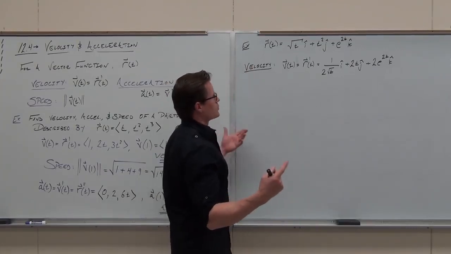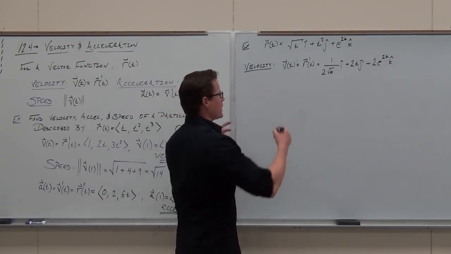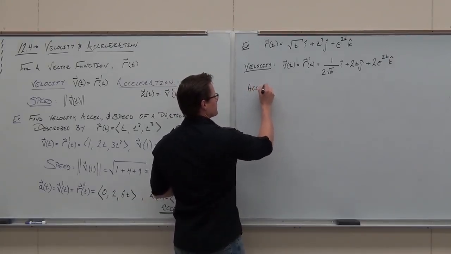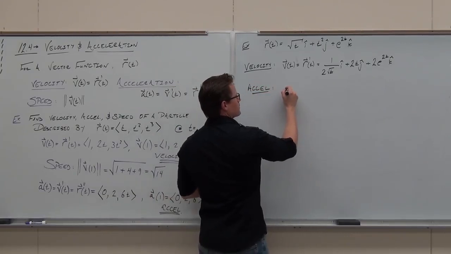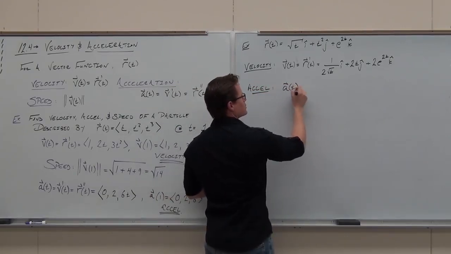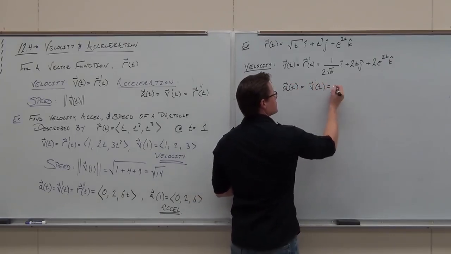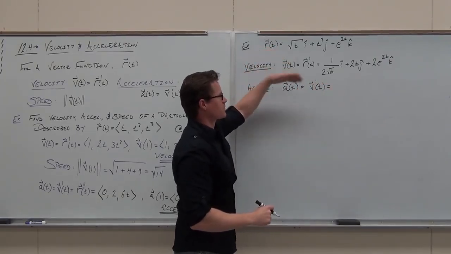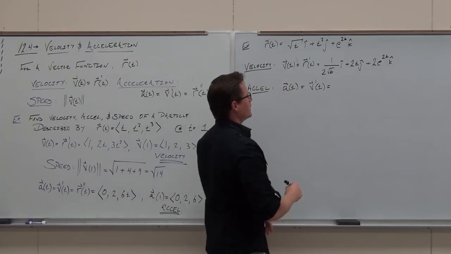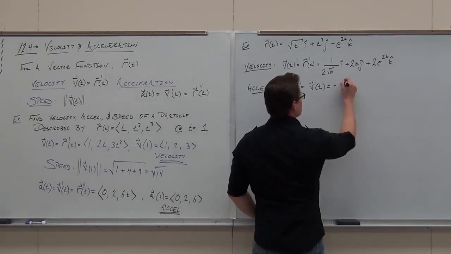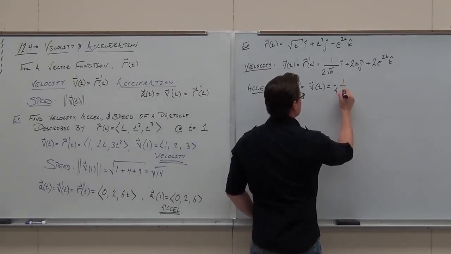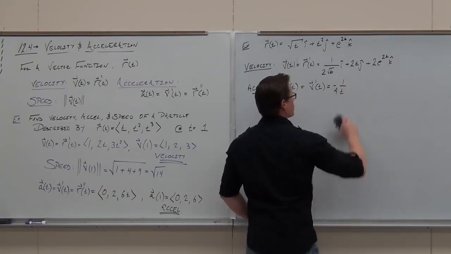Now you have a choice. You can go right to speed or you can go to acceleration. I'd probably do acceleration because it's on my mind. Got an additional derivative to do. So to get from velocity to acceleration, just an additional derivative. So we'll have this. I'll write a little bit bigger to fit that there.